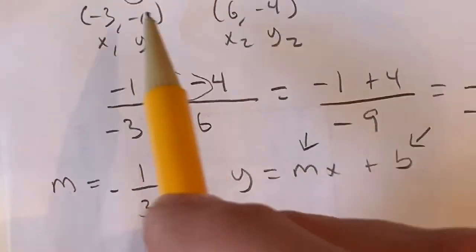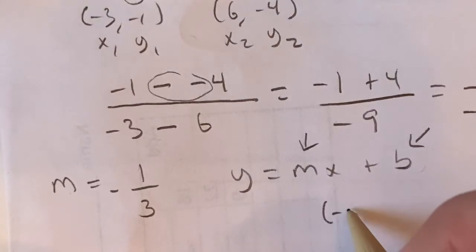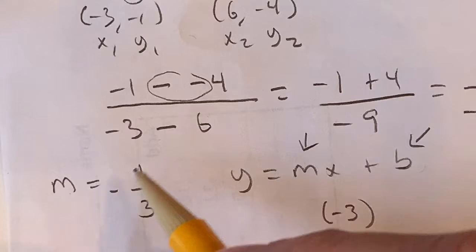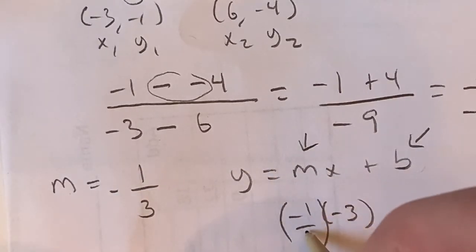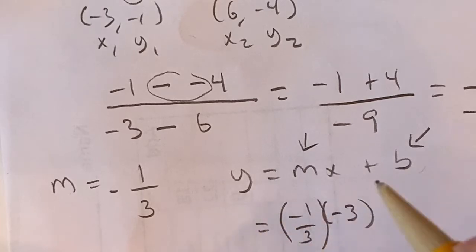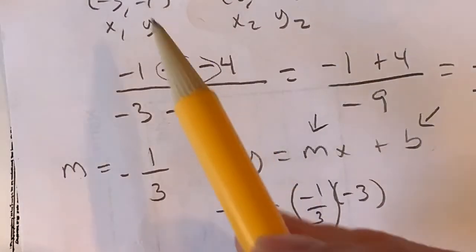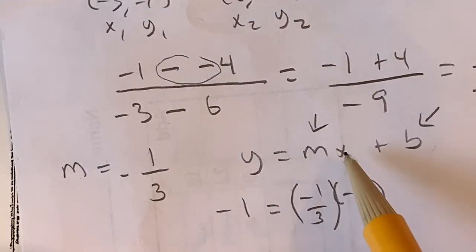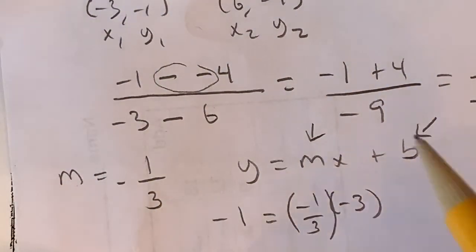So let's take our first point, -3. We're going to put that in place of the x, in a parenthesis. I'm going to take my slope, which is -1/3, and put that in place of my m. Then I'm going to find my y, which is -1, and replace the y. So I replaced my y with this number, my m with the slope that we found, and my x with the first x. You can only use one point for this, okay? And then I now have my plus b.